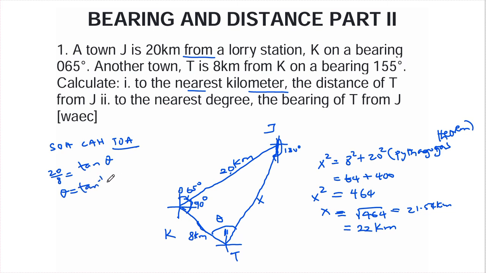Let me call it theta. Okay, so that means theta is going to be equal to the tangent inverse of 20 over 8. You can also divide 20 over 8. Okay, so second function tan of 20 over 8, and that's giving us 68.19. So this is 68.19 degrees, right?